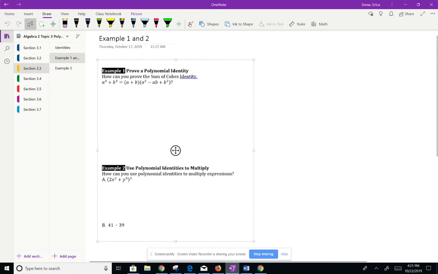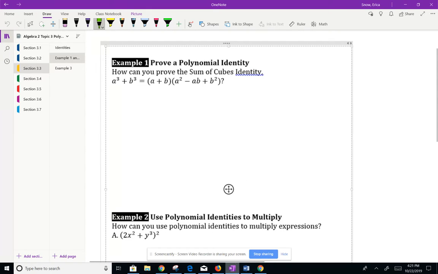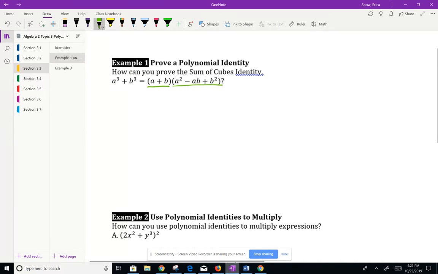All right, so how can we prove it? Where did these come from? I think that's part of what you can see. So let's see where these came from. We're going to start by working this way. How did we get from here to here? Well, let's start by multiplying these out.